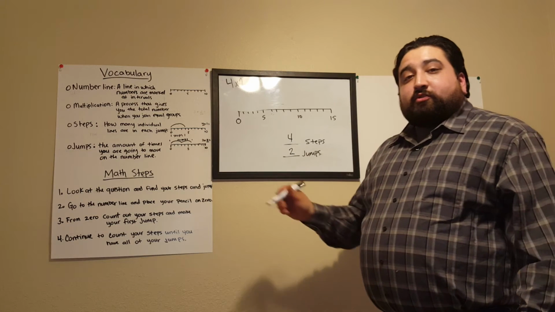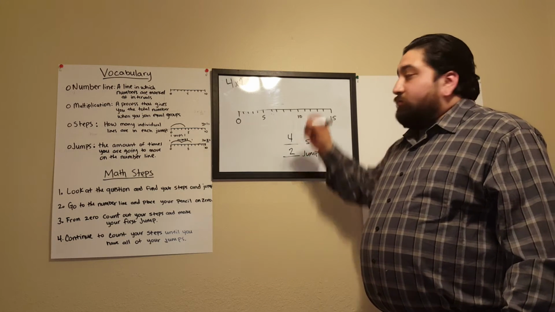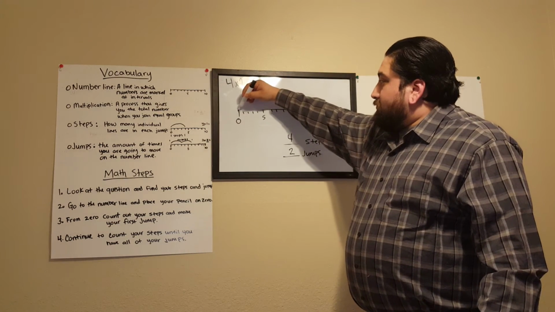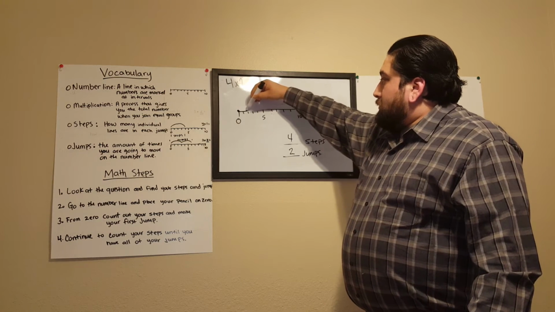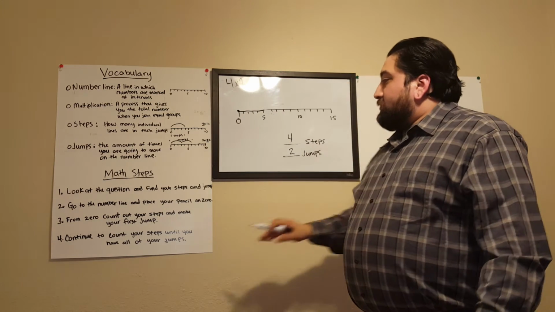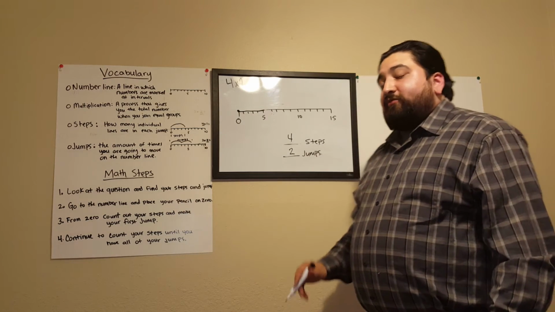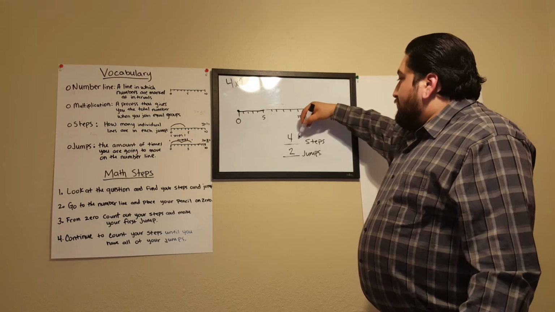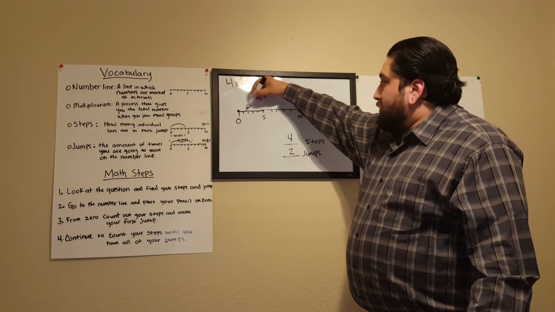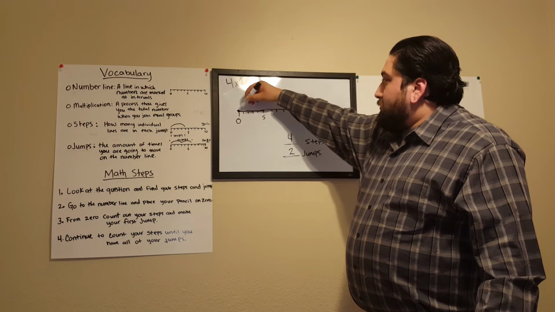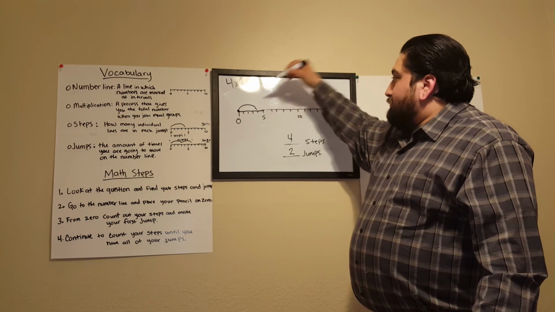And then from there we go to step number 2. We place our pencil on 0. And from there guys, we go to step 3. From 0 we count out our steps and we make our first jump. So remember we have 4 steps. It will be 1, 2, 3, 4. First jump. Right there.